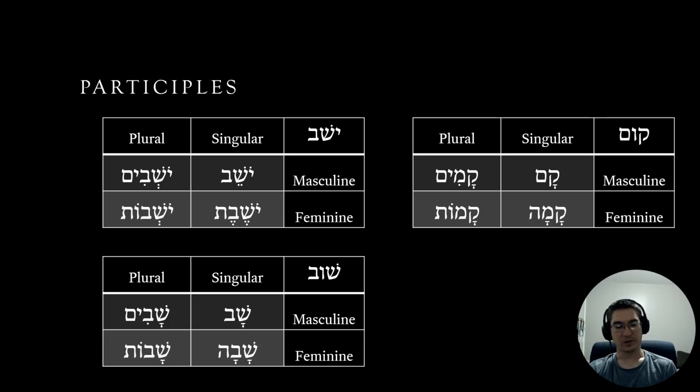So this will help to distinguish from shuv, which the participle forms are shav, shavim, shava, and shavot. Hope this helps to set you on the right path as you start looking at participles, imperatives, and try to gain a better understanding of the Hebrew pointing system.